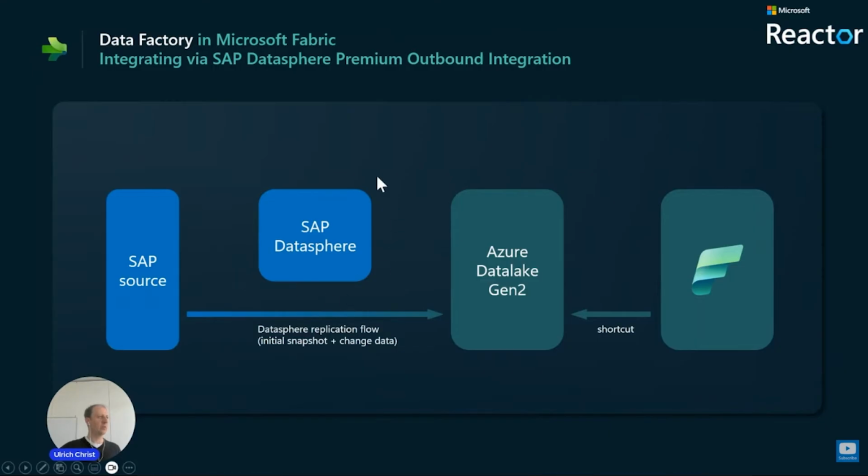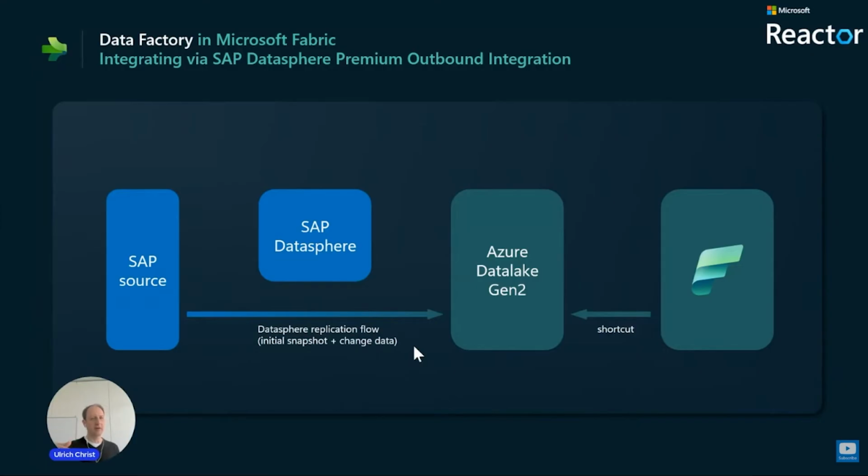Right? So that's a mechanism where you basically use Datasphere as an ETL tool only, so you don't store data in Datasphere at all. You use Datasphere replication flows connecting to your SAP source system as a source, and connecting to Azure Data Lake Gen2 as a sink, and the data flows directly from your source system into Azure Data Lake Gen2. Again, this supports initial snapshots and change data.